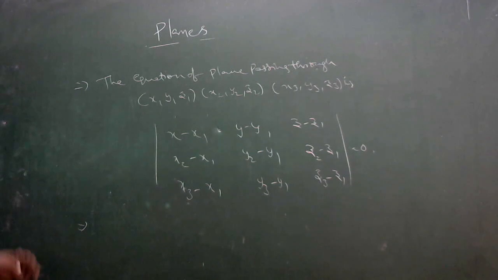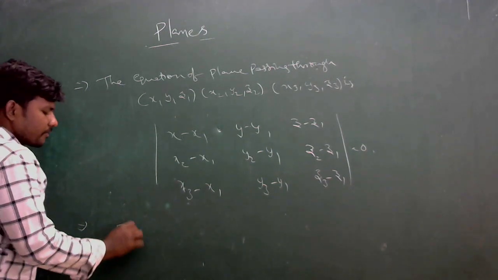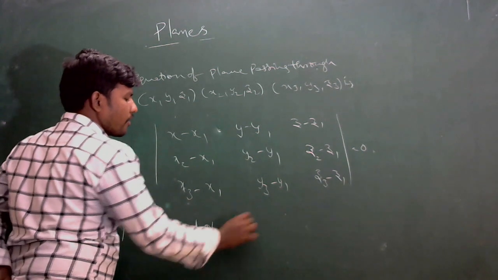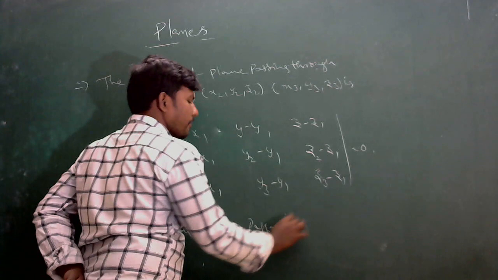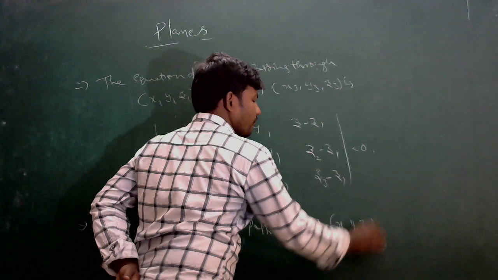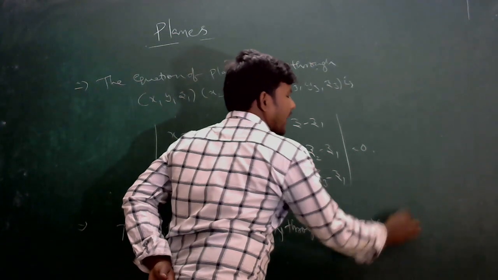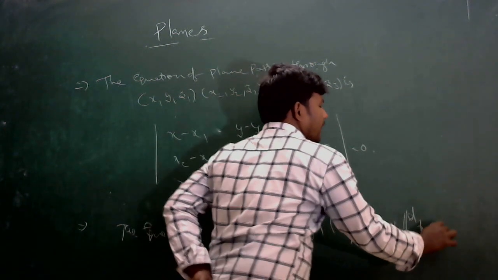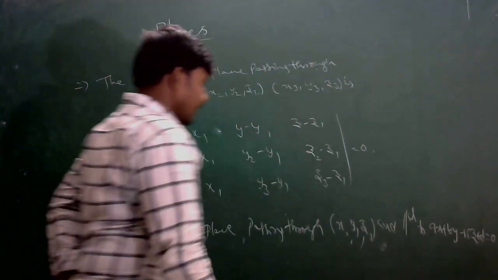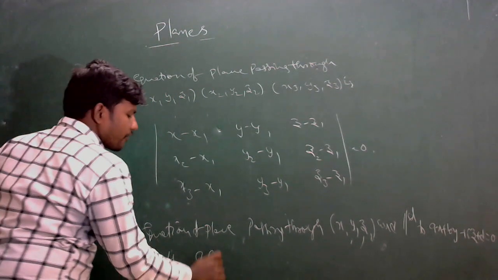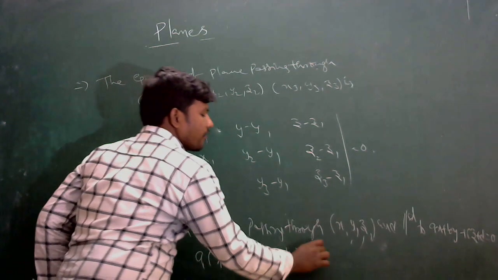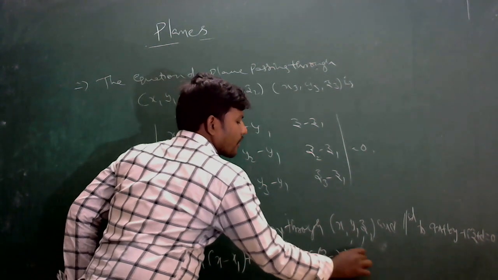Next, the equation of the plane passing through (x1, y1, z1) and parallel to ax + by + cz + d = 0 is a(x - x1) + b(y - y1) + c(z - z1) = 0.